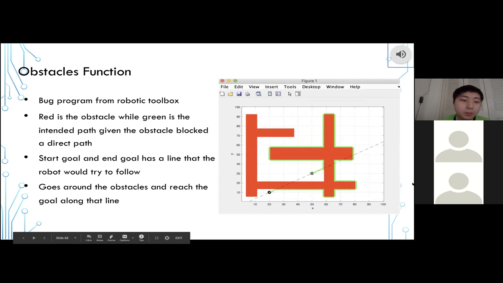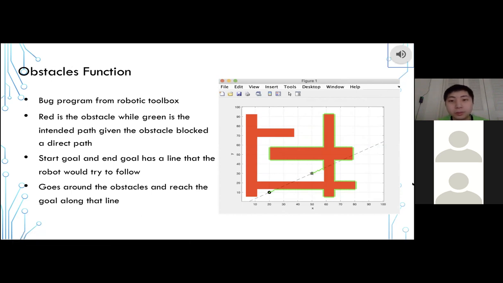There is also a chance that the map itself will have obstacles. The boat program from the robotic toolbox allows the boat itself to go around the obstacles when there's an interference, like how it is shown in this graph. The red area are obstacles, and the green area is the path that the bug program provided, so that the boat can follow this path to go around the obstacles to reach its destination.